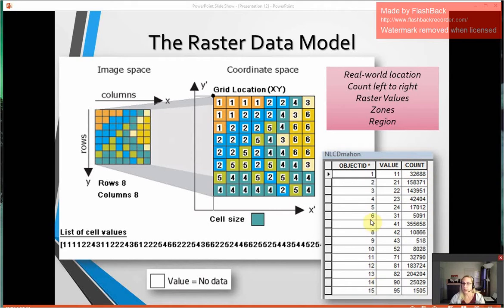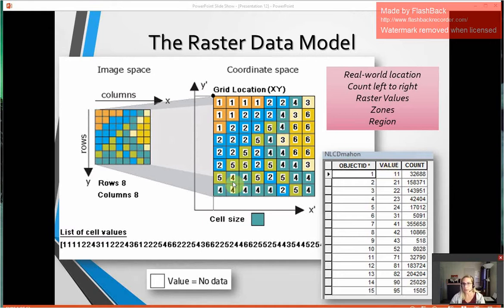But in this case, I'd like to point out that what we're dealing with here is 15 different kinds of rasters. So we have our object IDs 1 through 15, and each of those 15 represents this value. Now this value actually corresponds to what is called the National Land Cover Database and means a different kind of land cover, and we'll actually see this a little later in the slideshow as well.